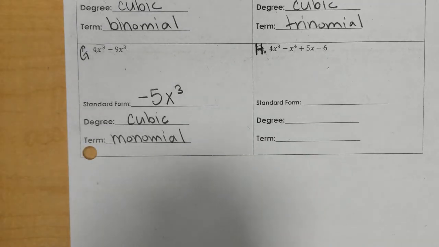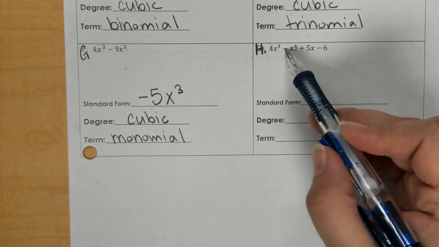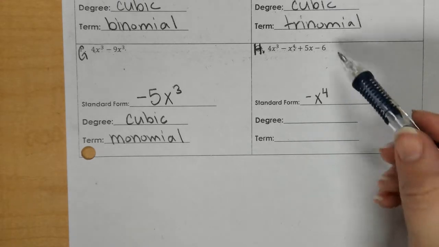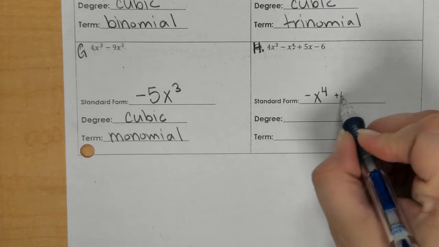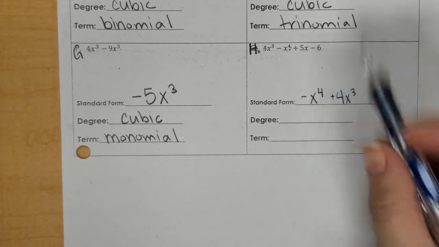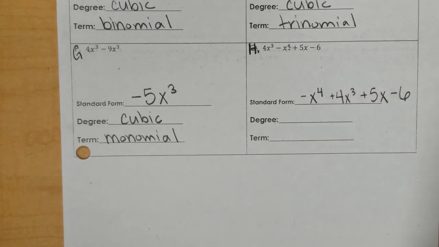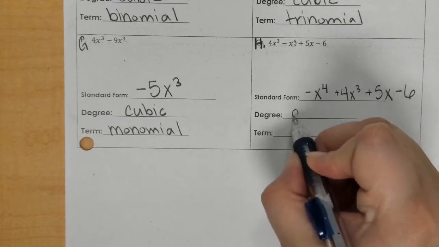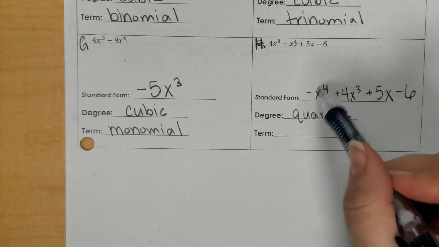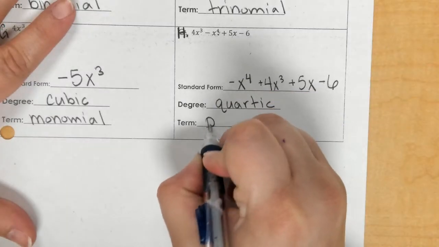Okay, lastly, for standard form, for H, our highest exponent is a 4, so that's a negative x to the 4th. Then our exponent is 3, and then we do not have a 2. Then we have 1, and then minus the 6. So the highest exponent is a 4, which is called a quartic. And we have 1, 2, 3, 4 terms, and 4 terms is a polynomial.